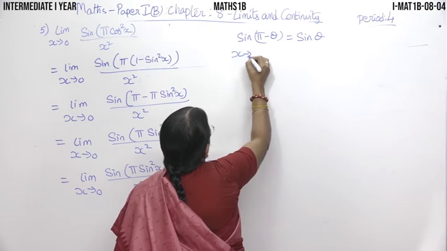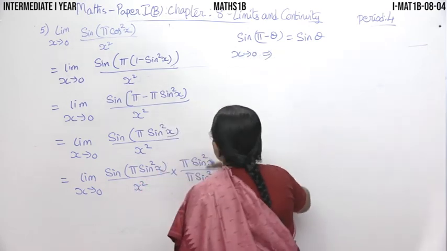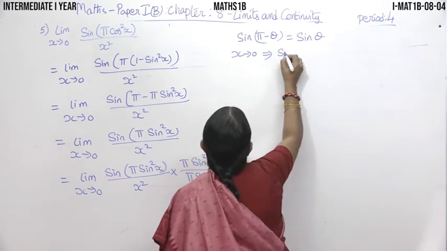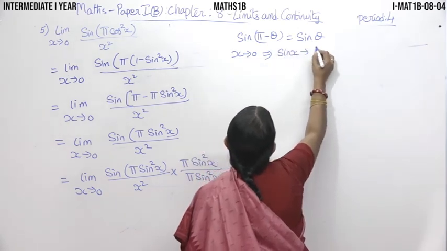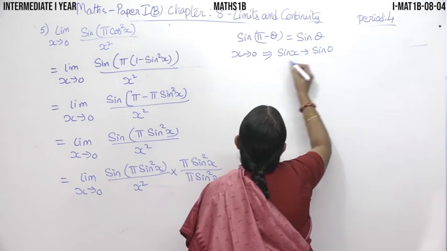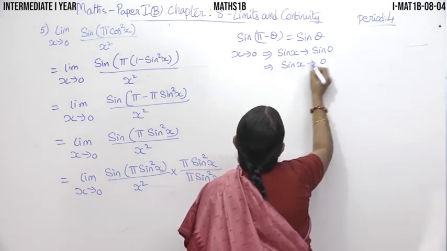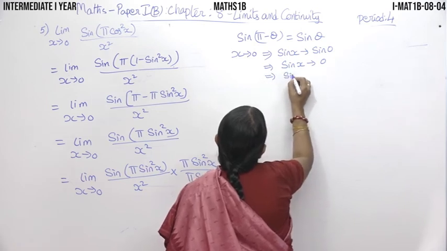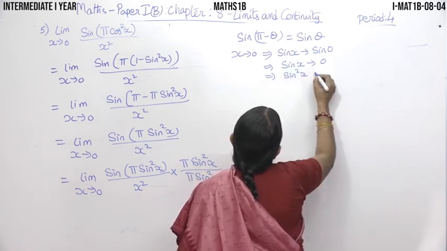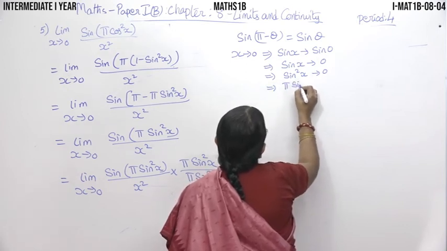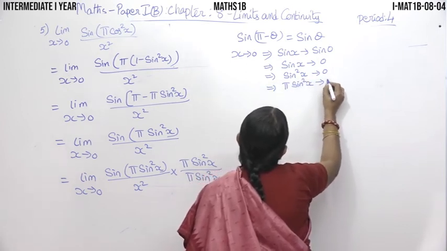Now as x tends to 0, sin x also tends to 0. Sin x tends to sin 0, and sin 0 is 0 only. So that means sin x tends to 0. So sin square x tends to 0, squaring on both sides. And when you multiply by pi on both sides, that also tends to 0.